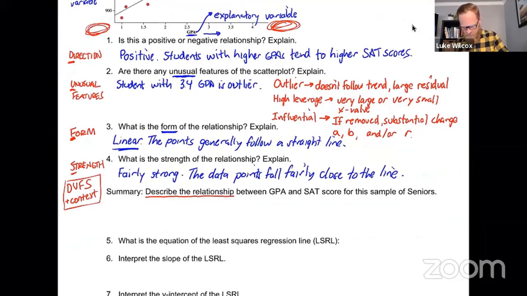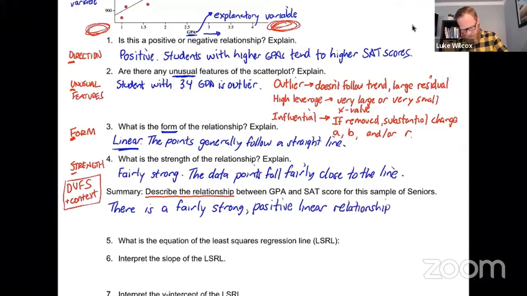Okay, so here we go. Here's my best attempt. Describe the relationship between GPA and SAT. There is a fairly strong, positive, linear relationship between GPA and SAT with one outlier at a GPA of 3.4.